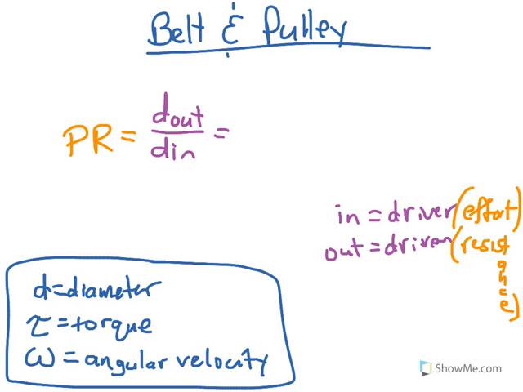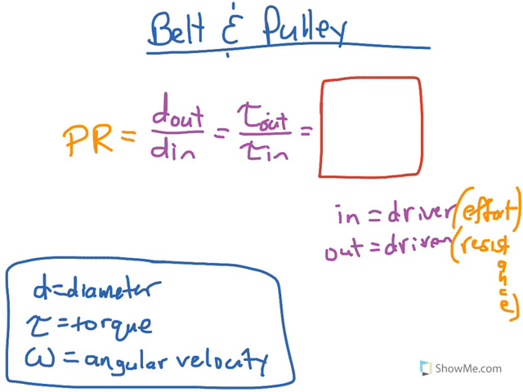The torque of the out divided by the torque of the in is the same as the diameter of the out divided by the diameter of the in, same ratio. And then once again, angular velocity is the one that is upside down compared to the other ones. Angular velocity of the in divided by the angular velocity of the out. These three ratios will always be true.